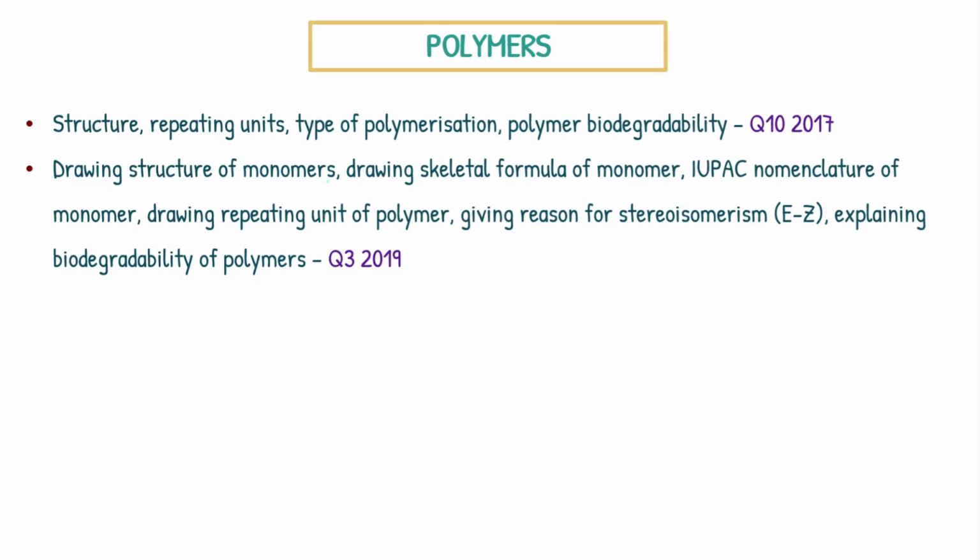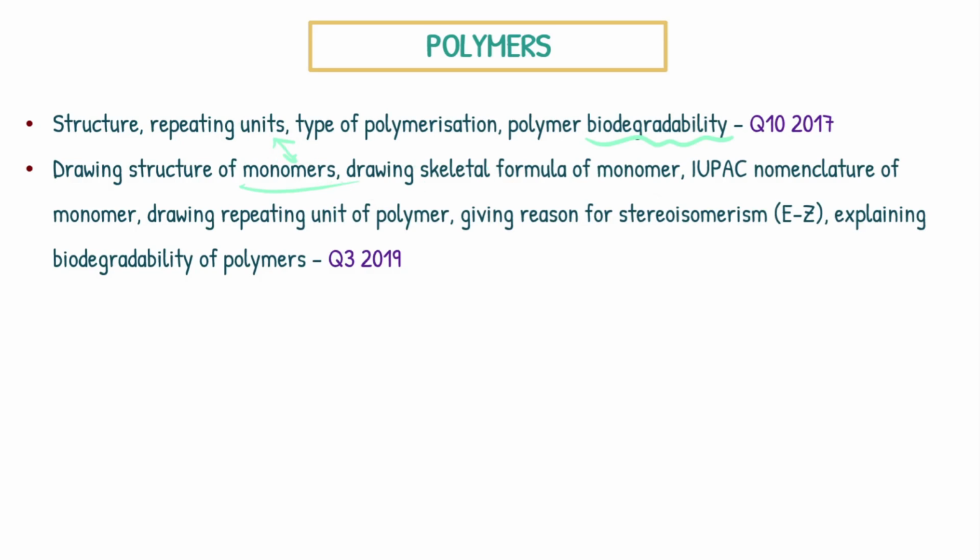Remember previously there was some alkene polymer stuff and stuff placed around, but for pure polymer questions, this is what we had. So you need to do the structure, repeating unit, type of polymerization, and a question to do with polymer biodegradability. This is pretty common, so just try and learn this if you can. This one here was drawing the structure of monomers. So just understand the difference between monomers and repeating units, okay? Try and get your head wrapped around that.